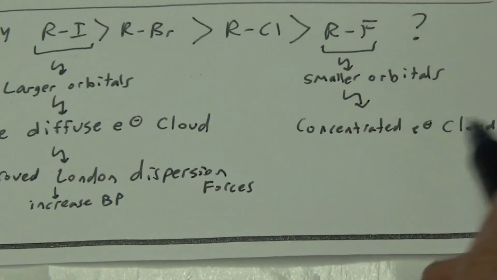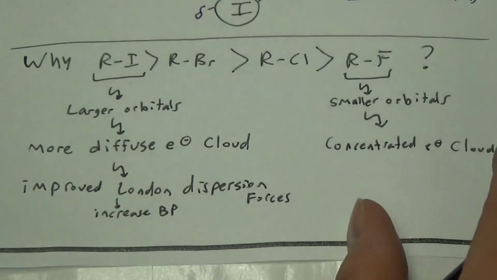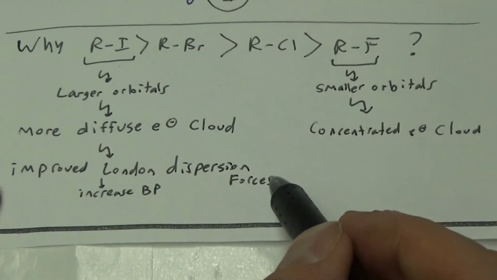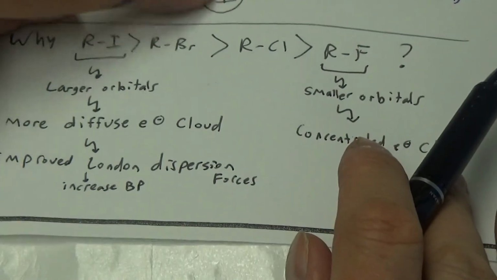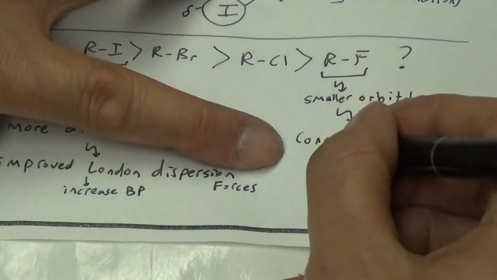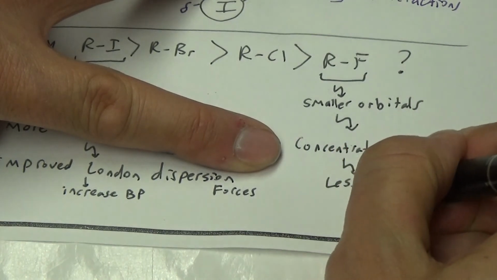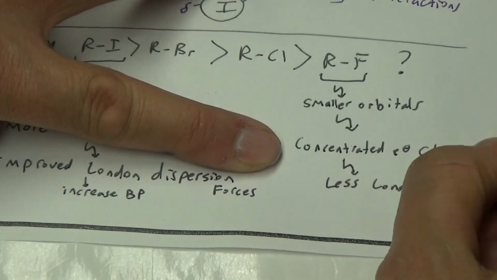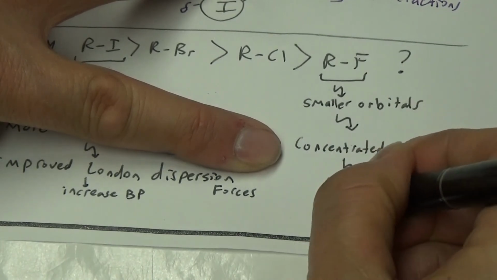So the fluorine, though, does not have improved London dispersion. The interactions are not improved. So we'll say less London dispersion. Induced dipoles.